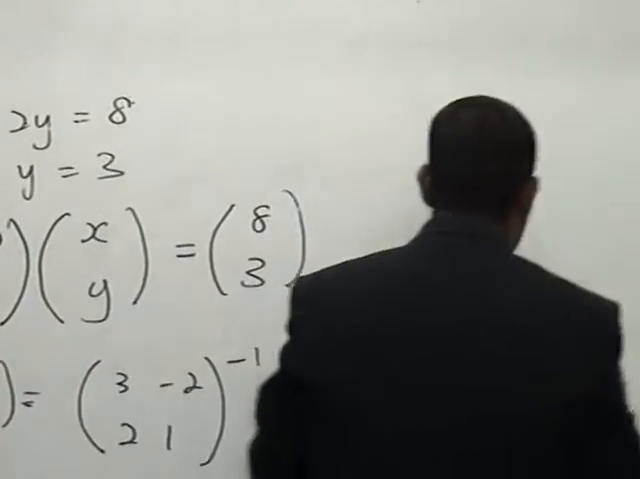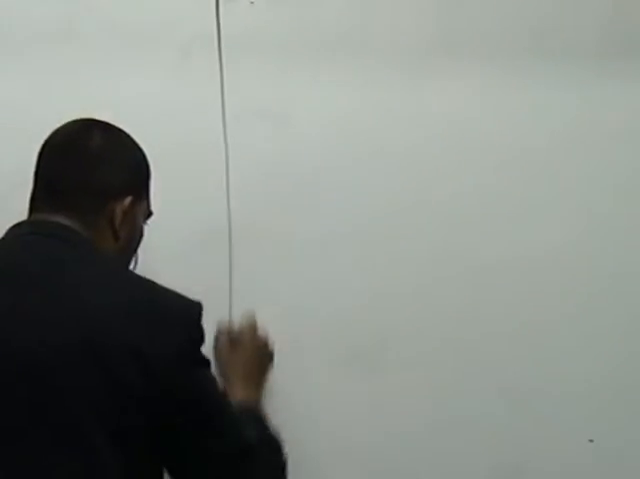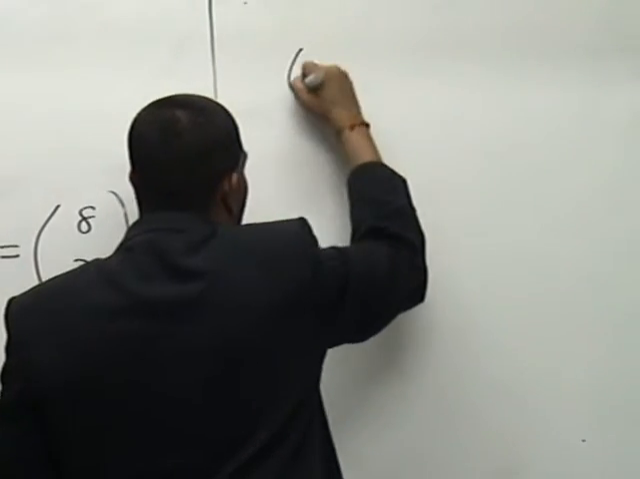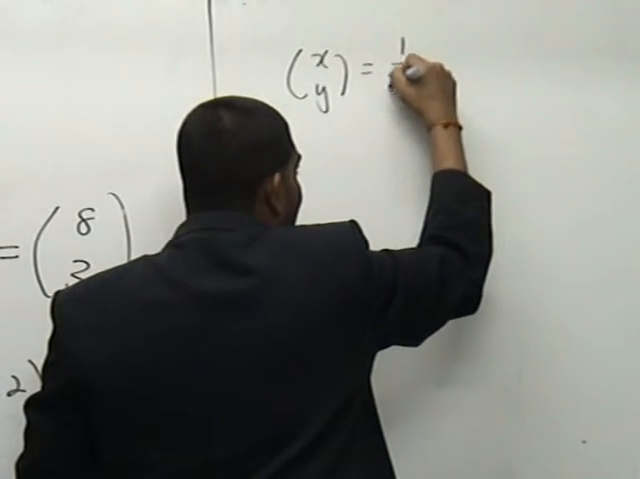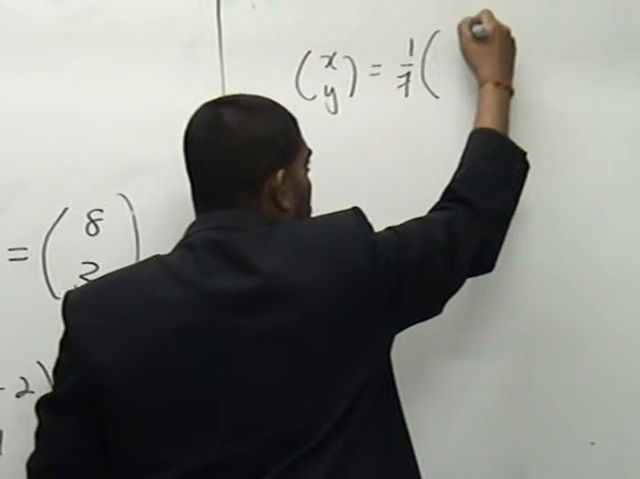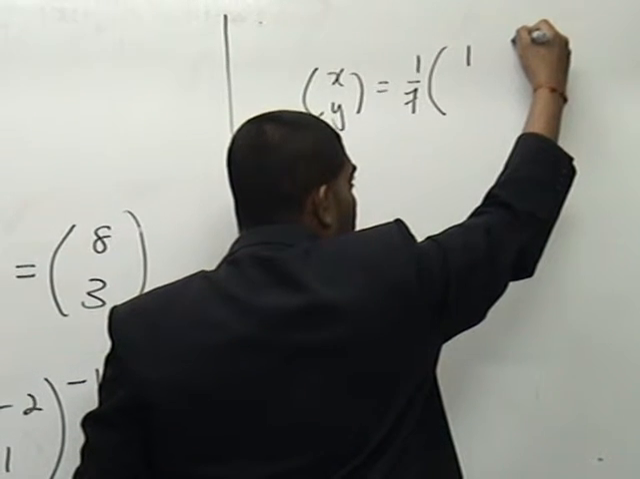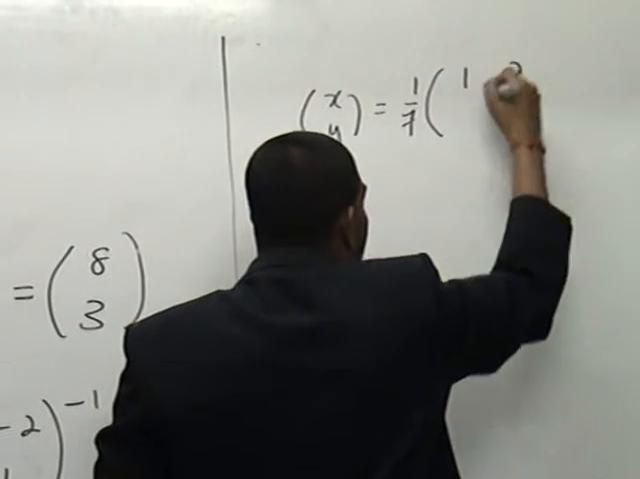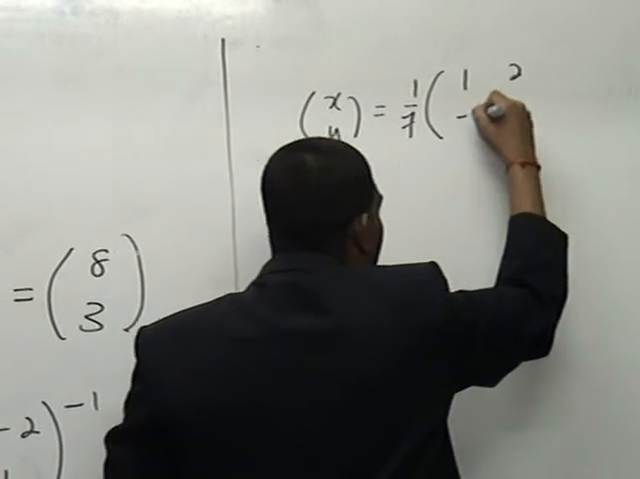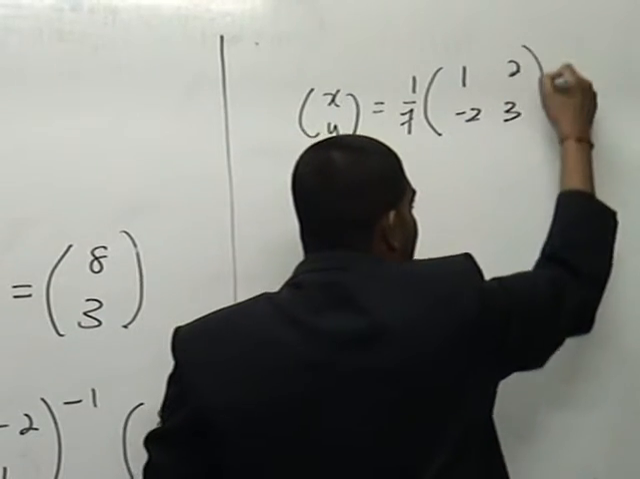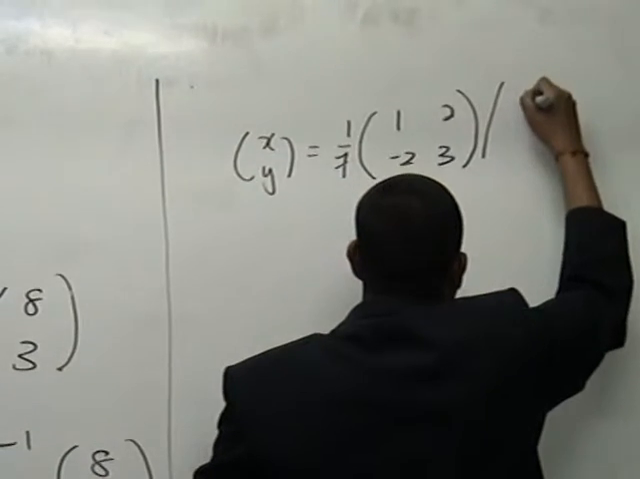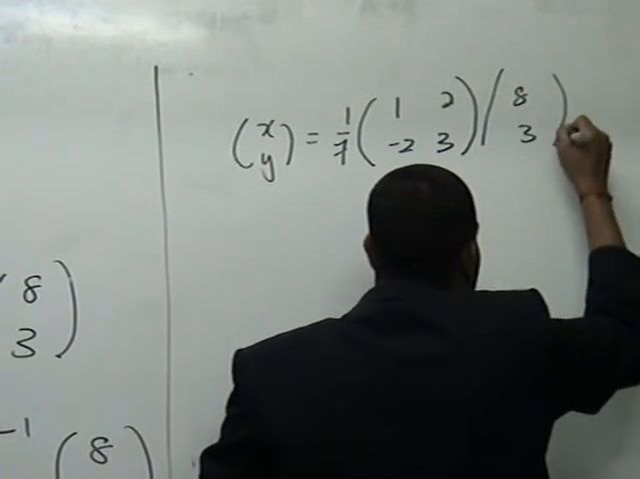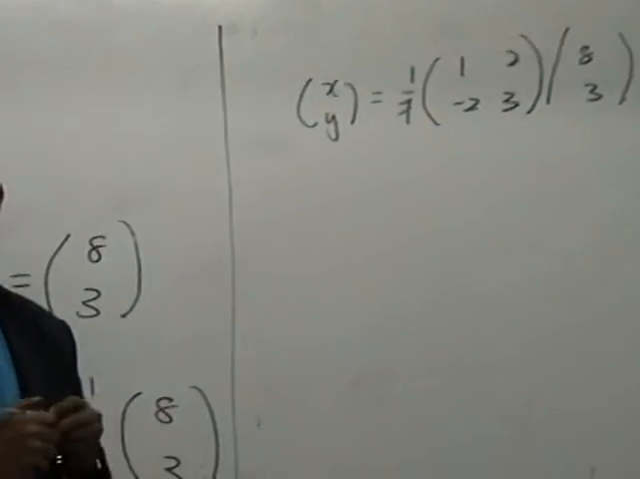Alright, which is my working starts: x, y equals to 1 over 7. What do I get here first, student? 1, right? Then followed by what is the inverse matrix, student? 2. And over here? Negative 2. Thank you. And here? 3. Yes. And followed by, what is the other one, student? 8 and? 3. 8 and 3. Very good. I get what? 8 and 3. So far so good, student.